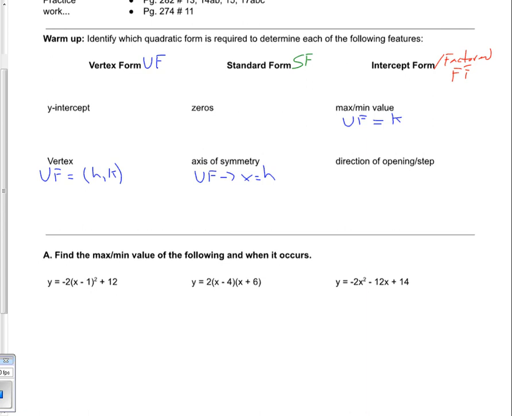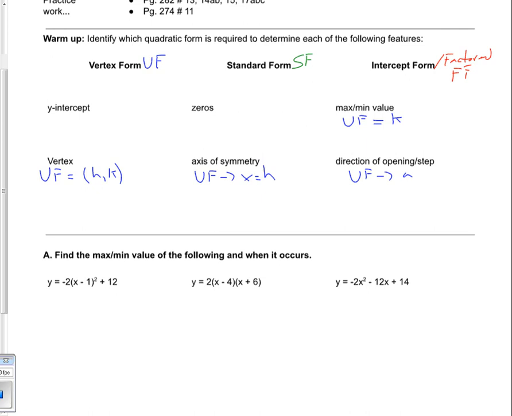And the direction of opening, we can determine that from vertex form based on the value of a. So vertex form is very useful. 4 of the 6 things, or 2/3 of the things that you're looking for, you can find using vertex form.